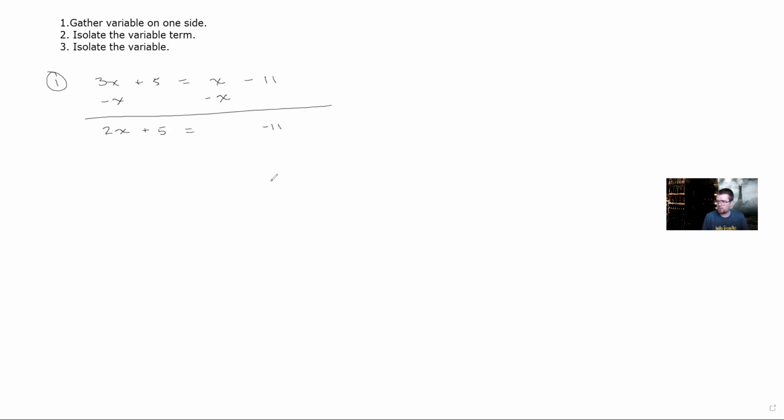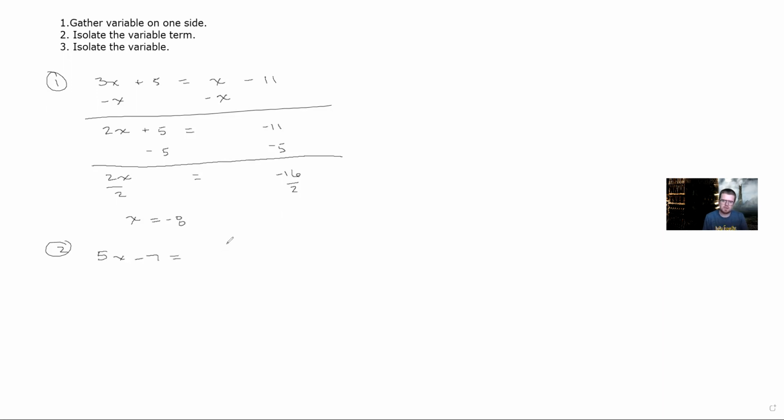Now this is just like 10.3. We're going to first get the variable term by itself. So I'll subtract 5 on both sides, being careful with your positives and negatives. That gives me 2x equals negative 16. And now it's like 10.2. Get the variable by itself, divide by 2 on both sides, which gives me an answer of x equals negative 8. So like I said, it's essentially a 3-step equation.